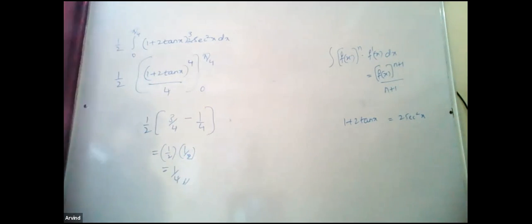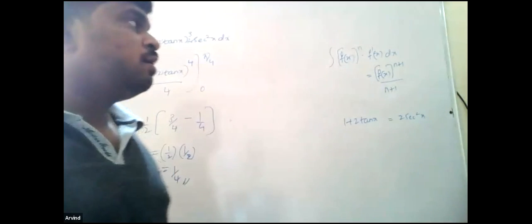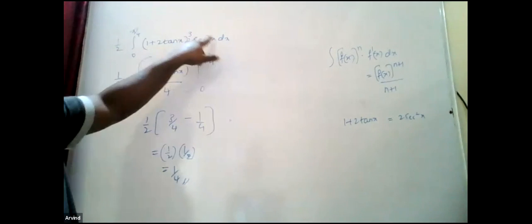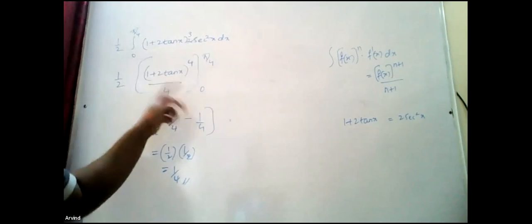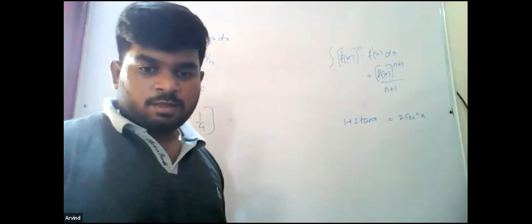So in most of the places we have used this formula. Okay, f of x should be there, and along with it f dash of x should be multiplied. Whatever f of x is, its power plus 1, the same thing in the denominator. So next one, we'll go to the next one.